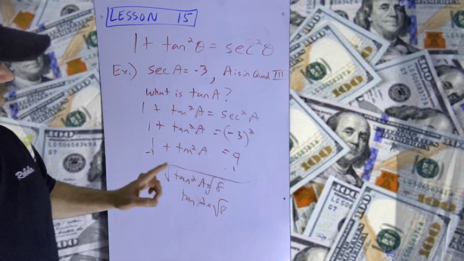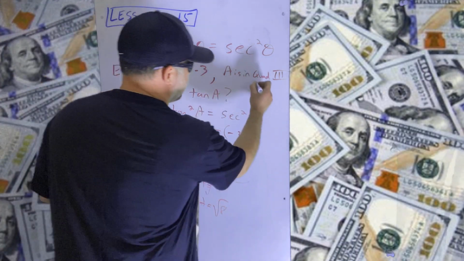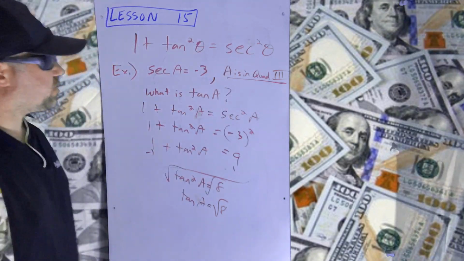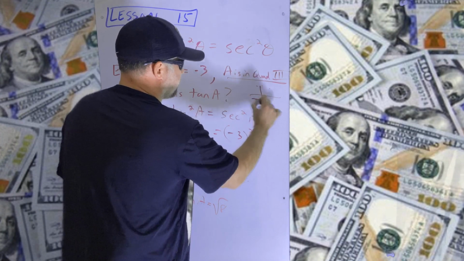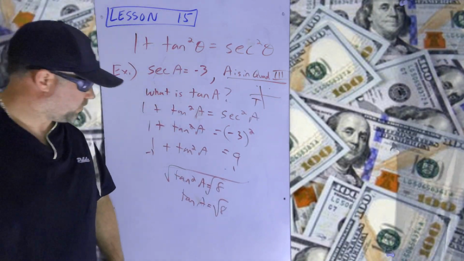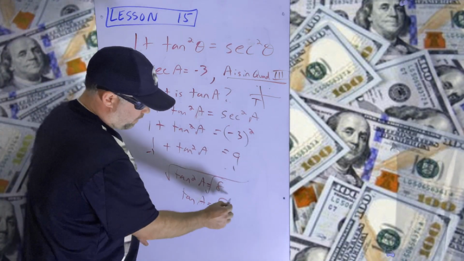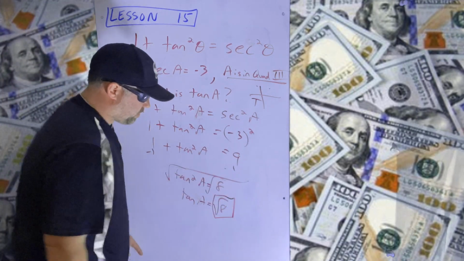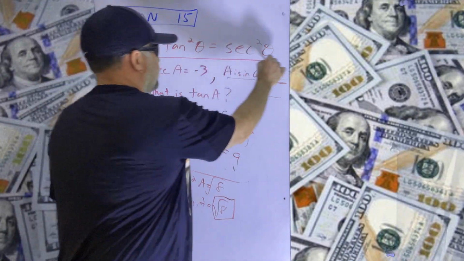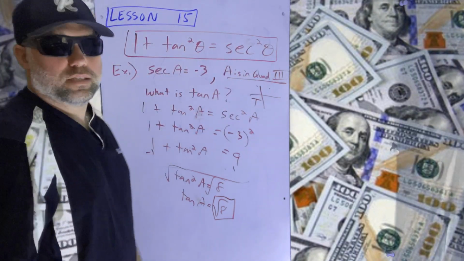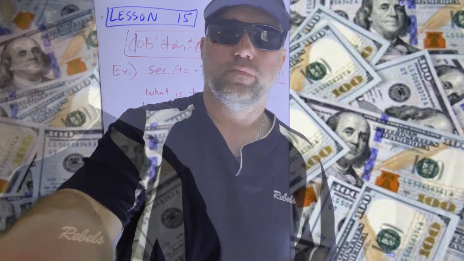But we need to establish whether that answer is positive or negative, and that, of course, goes back to this information right here. The angle A is in quadrant 3. Quadrant 3, 1, 2, 3. That's the T quadrant where tangent's positive. And this is a tangent answer right here. So we're going to keep that as positive radical 8. So there's another example of how you can use these Pythagorean identities to help you get information other than drawing the triangles like we did previously.